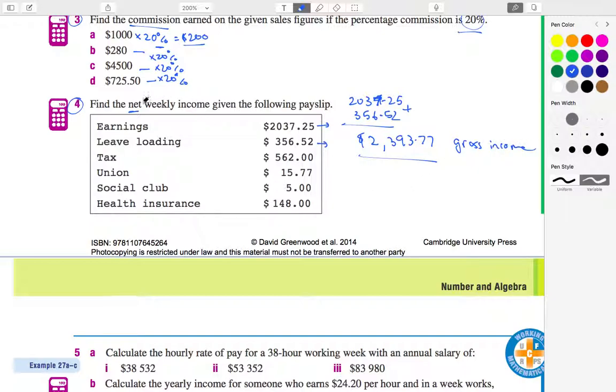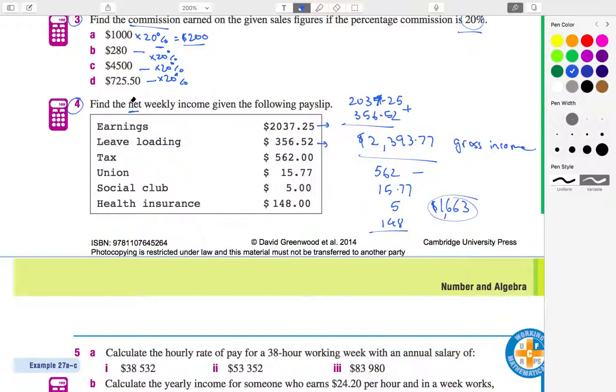All right, we need to find the net income. So what that involves is taking out all these deductions. So all the things where his money goes to. So we know he pays tax. So we got a minus $562. We got a minus the union. We got a minus the social club and the health insurance, right? So from the 2,393.77, we need to minus all of these. So minus and minus 5 and minus 148. So if I did this correctly, it's $1,663. And there you have it.